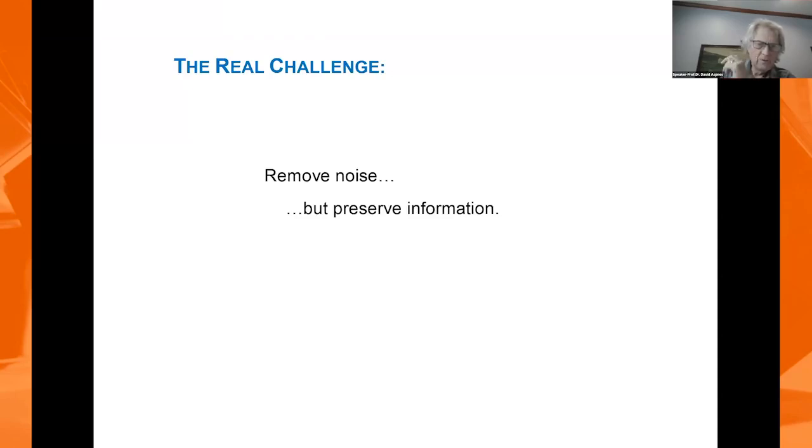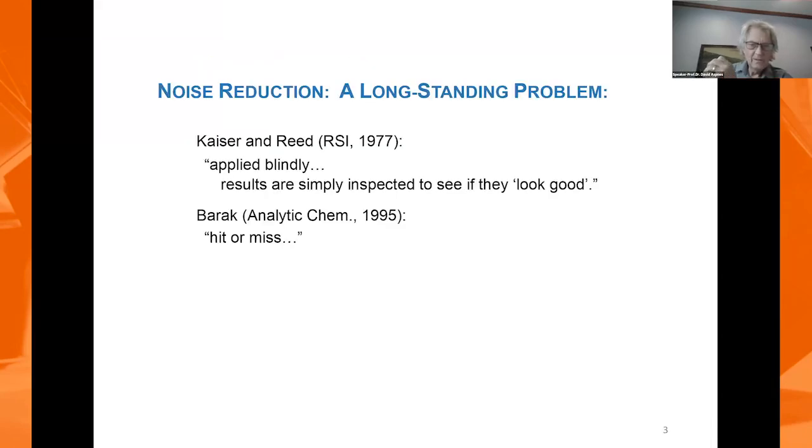So let me just get started and get involved with the topic. The real challenge is to remove noise, but the challenge is to preserve the information. And any idiot can remove noise. You just run your signal through a low-pass filter, but that destroys the information. And so we want to be able to do both: keep the information and remove the noise. And in order to do this, well, of course, this has been a problem that's been around for a long time. Kaiser and Reed complained about it in 1977, Barrett in 1995.